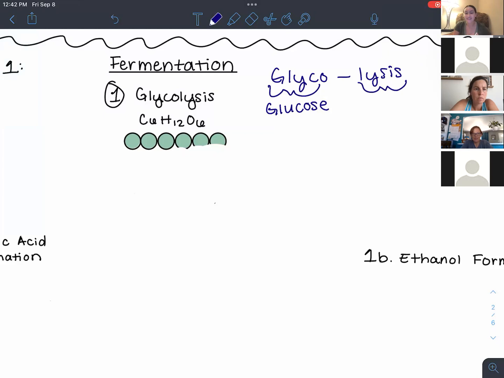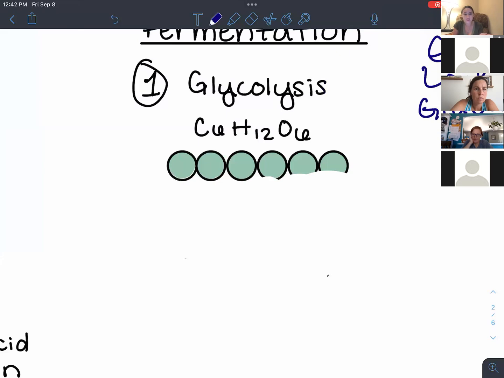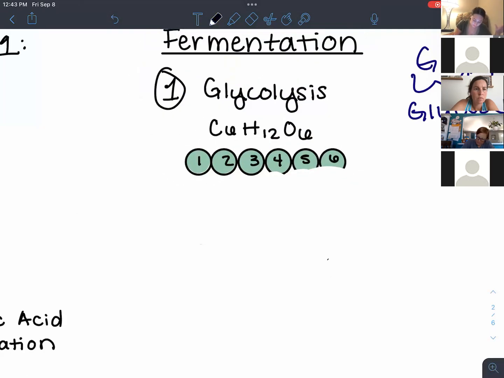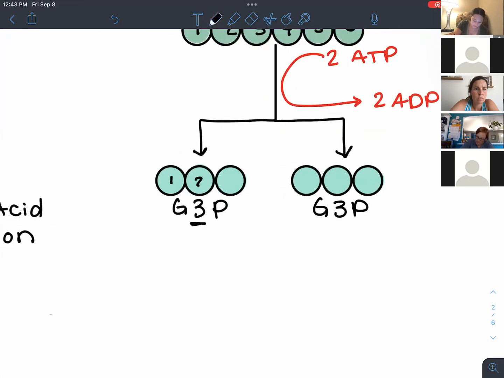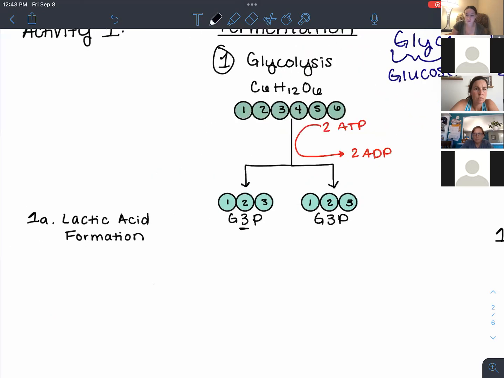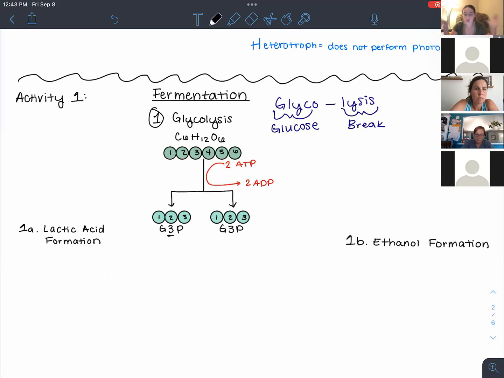Okay, what does lysis mean? To break. So in glycolysis, what are we doing? Breaking sugar. We're breaking glucose. This C6H12O6 is my chemical formula for glucose. What I care to mention in my drawing is the 6-carbon chain: 1, 2, 3, 4, 5, 6. In glycolysis, we are going to break glucose into something called G3P, and the 3 is referring to a 3-carbon molecule. So we have literally split glucose in half.